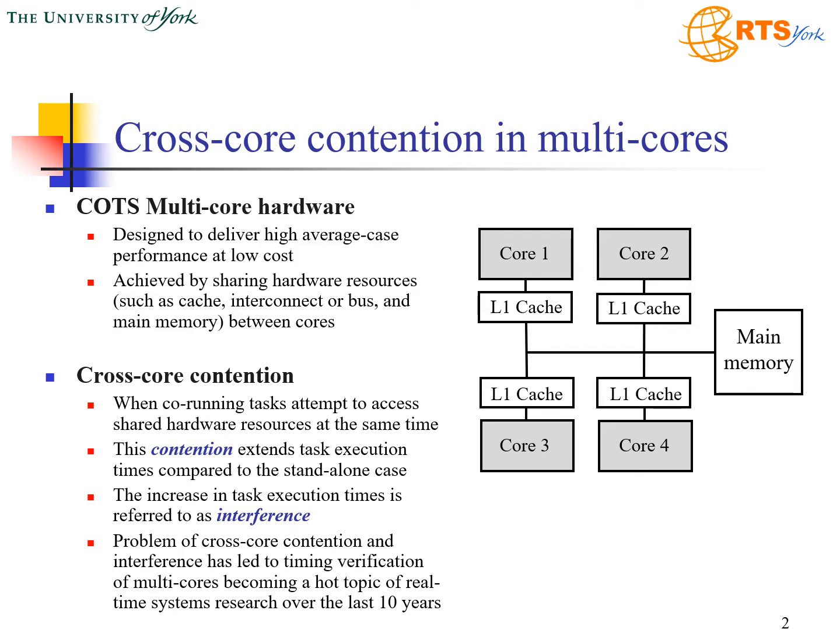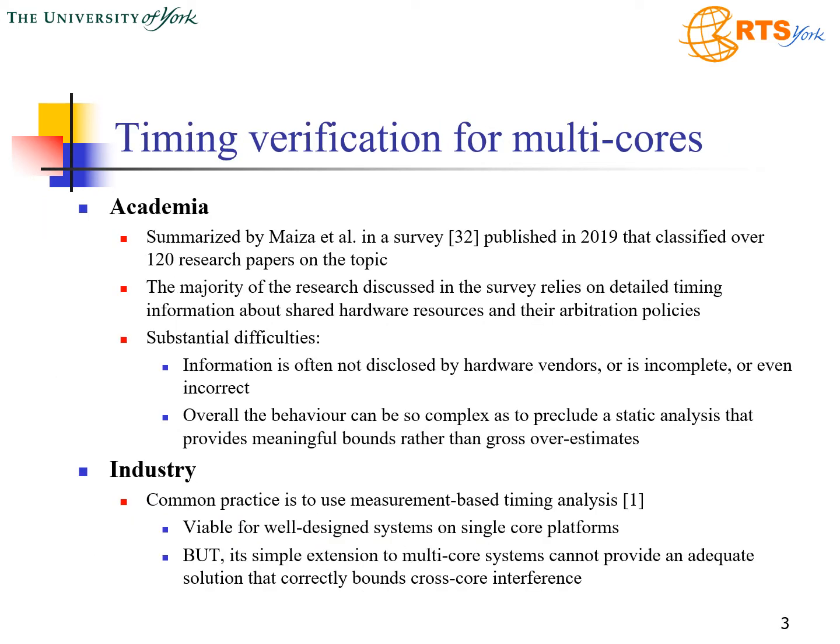The problem of cross-core contention and interference has led to timing verification of multi-cores becoming a hot topic of real-time systems research over the past 10 years. Timing verification for multi-cores in academia has been summarised by Maiza in a survey that was published in 2019. This survey classified over 120 research papers on the topic.